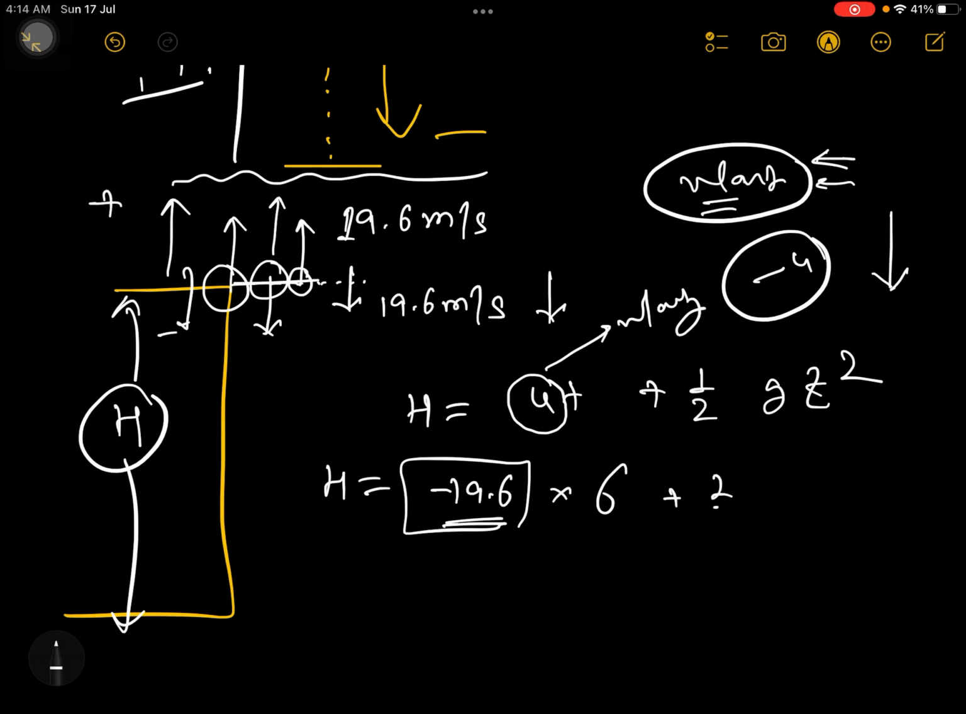After that, plus half into g. Now the g value we can take as 9.8 meter per second square, of course, into the time 6 square. When you calculate this, your answer will come.